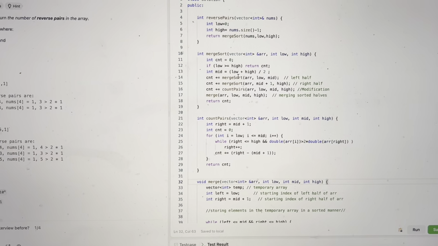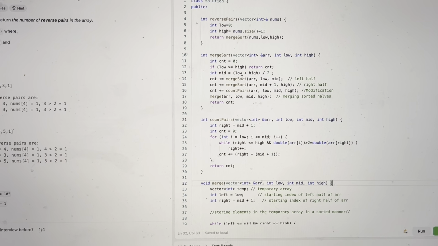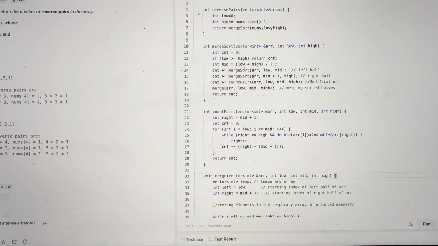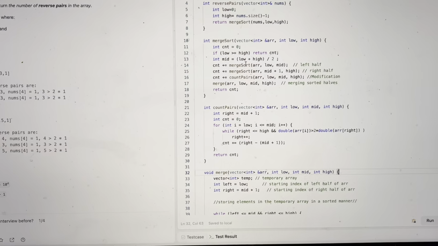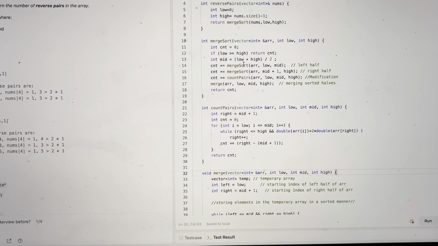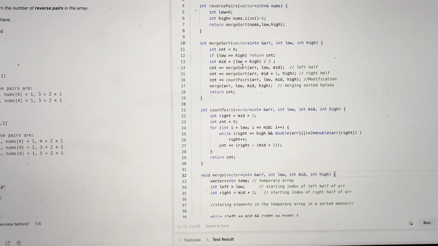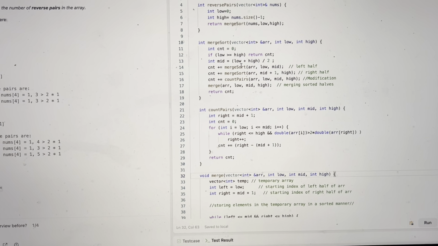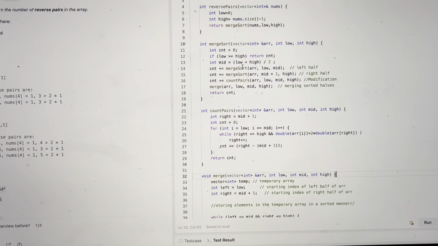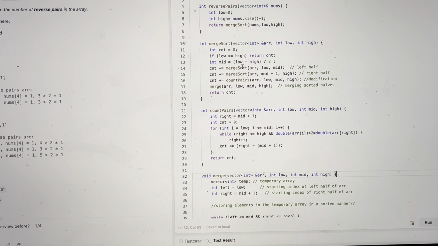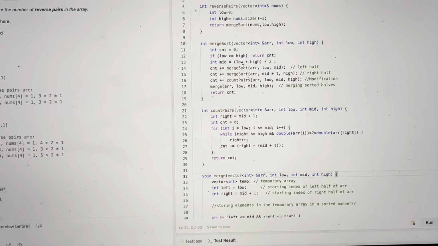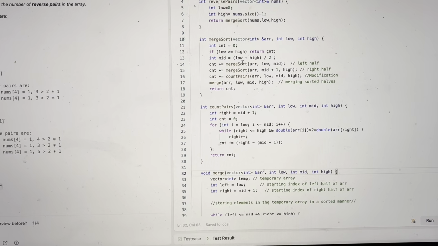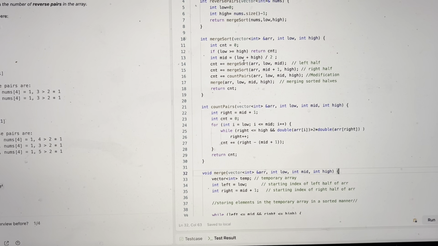In this merge sort function we have implemented merge sort. I would suggest you look at the merge sort algorithm. Here we have done what we discussed before. We have implemented merge sort, but we also have this count plus variable where we are counting the number of reverse pairs. As I showed during the explanation of the solution, we get the count plus value just before implementing the merge function.